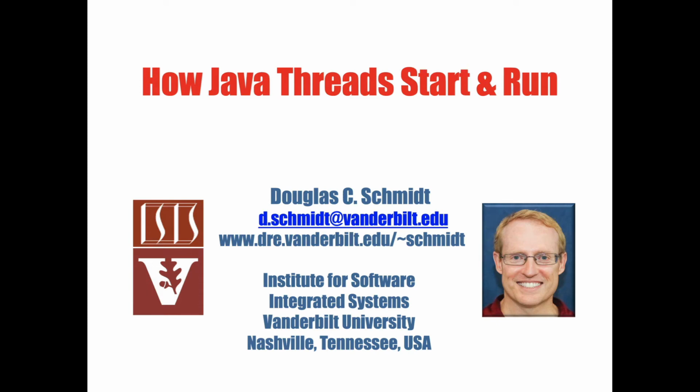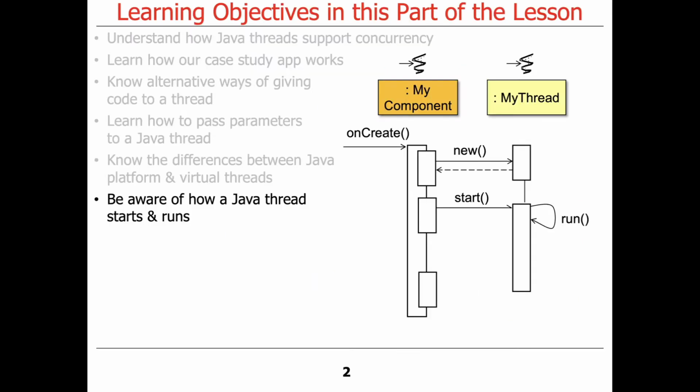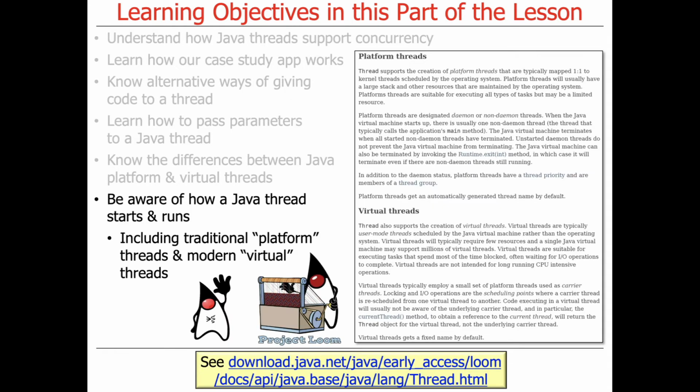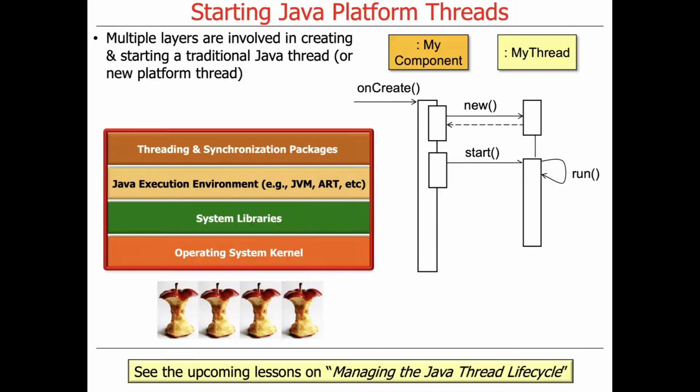So what we're going to do now is talk about how Java threads start and run. We're going to focus here primarily on platform threads, and we'll talk a little bit about virtual threads. When you start a platform thread, many different layers are involved in creating and starting a traditional Java thread, or the platform thread as it's called now.